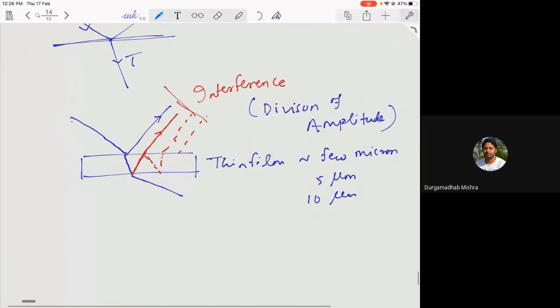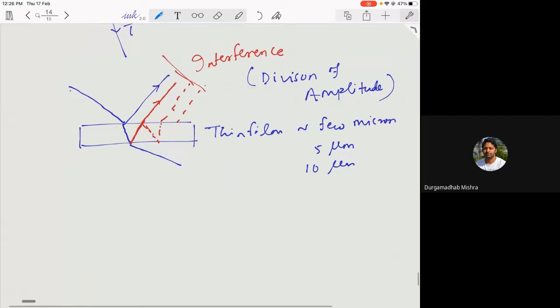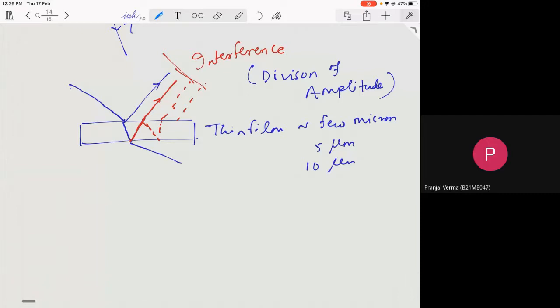So why is there a division of amplitude? Because of this partial reflection and partial transmission. So how can one calculate how much is reflected? Normally it depends on the coefficient of reflection and coefficient of transmission. Are you aware of these terms? Yes, sir. Okay, that's good.